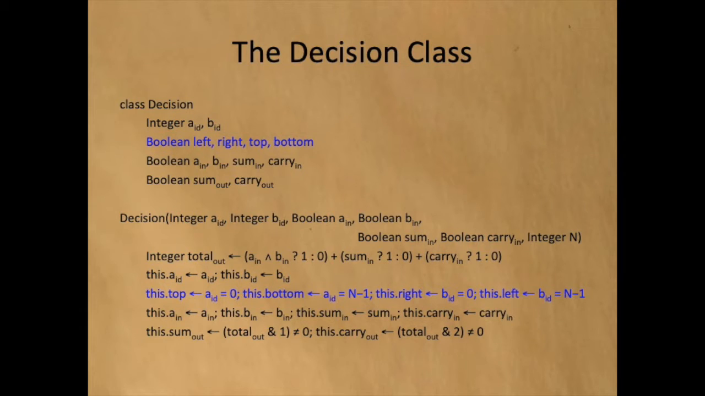The next 4 fields, left, right, top, and bottom, are shortcut Boolean flags that indicate whether this box lies in the left column, the right column, the top row, or the bottom row of the matrix. The values AN, BN, SUMIN, and CARRYIN identify all of the possible states of the box. 16 decisions correspond to each combination of these values. And the sum out and carry out bits are computed from the AN, BN, sum in, and carry in bits.